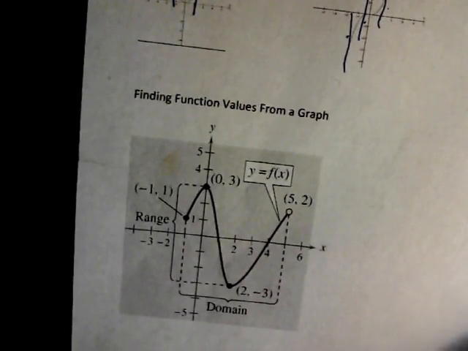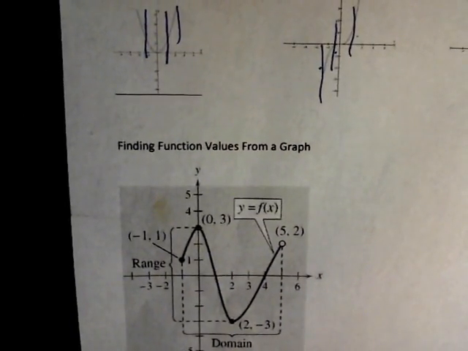The next one are function values. We can also find function values. We can find domain and range. We can find lots of information from looking at the graph. So if you look at the graph that we're given there, we can see lots of information here.